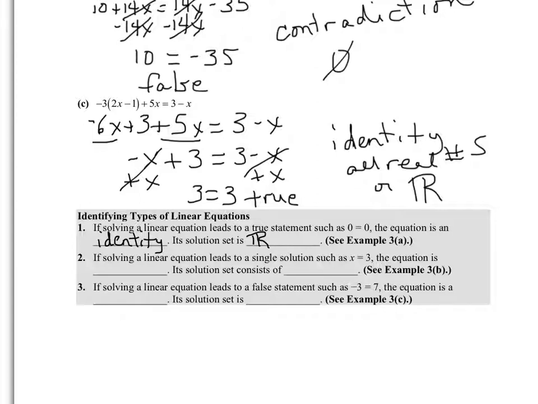On number 2, if solving a linear equation leads to a single solution, such as x equals 3, then the equation is conditional. Its solution set consists of a value such as a single number. And on the last one, if the linear equation, the solution leads to a false statement, something like -3 equals 7, then the equation is a contradiction. And the solution set is the empty set, or no solution.